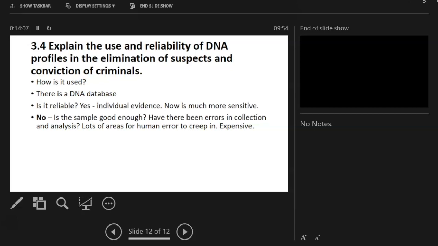It's much more sensitive as well, the process nowadays, so you can do it on much more fragile samples. However, no. Is the sample good enough? Have there been errors in collection and analysis? And there's lots of areas for human error to creep in too. If you're doing the PCR process and the electrophoresis process, is everything going to go right so you can compare it to the sample? And it's also expensive.